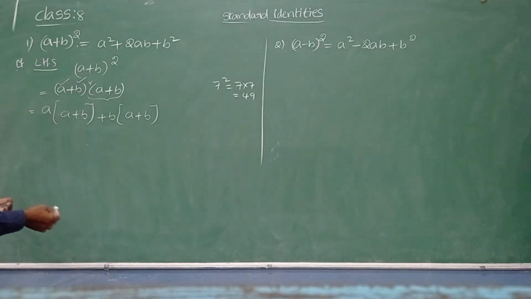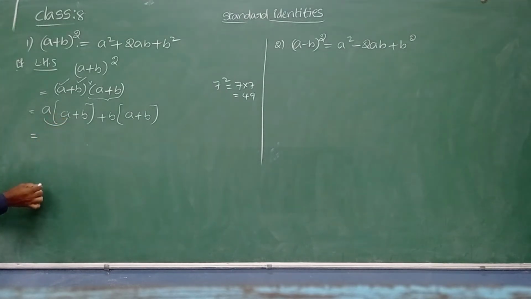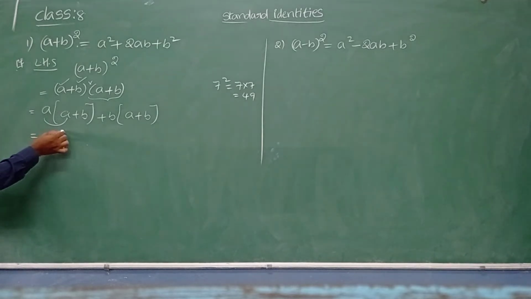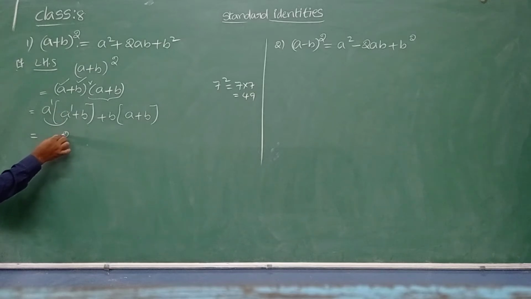So multiply this. How can I multiply the monomial with the first term? A into A. Multiplication of same variables: write only one variable, and the resulting power is obtained from the sum of the powers, 1 plus 1, 2.